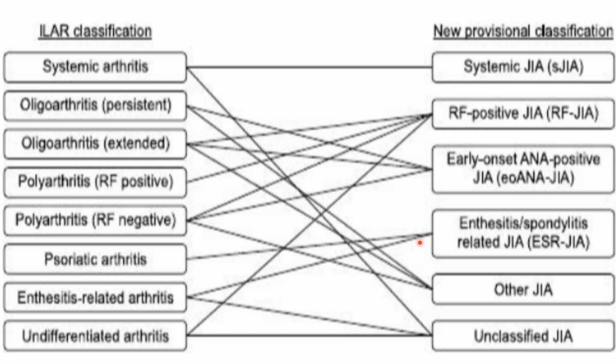If the patient doesn't fulfill any of the criteria for these four, he is called other, and if there is overlap, he is unclassified. This is the new provisional classification for JIA, and we hope to meet you in the near future with new rheumatology capsules.